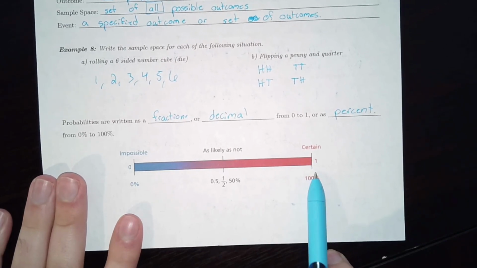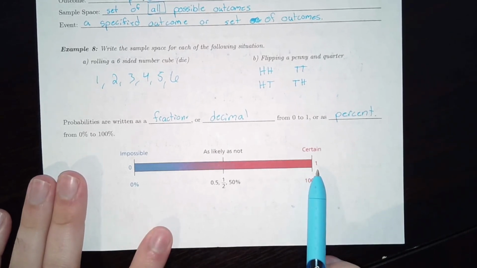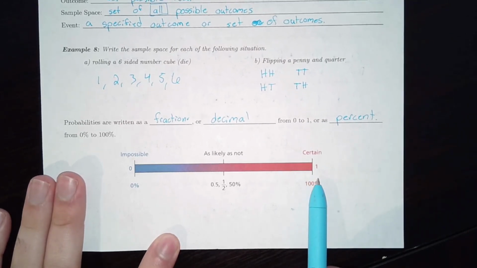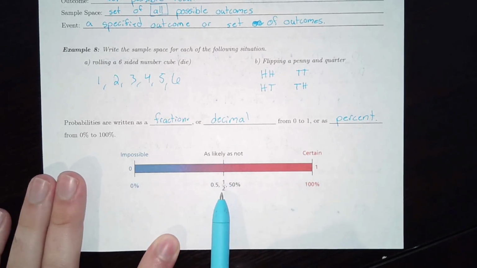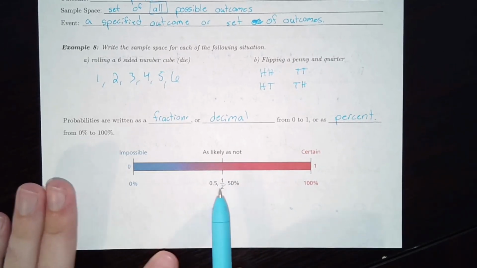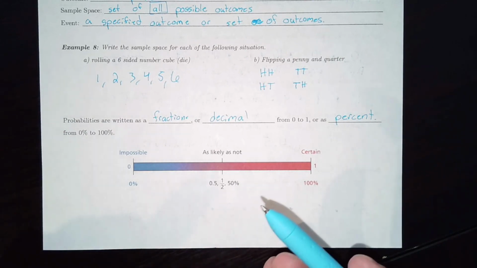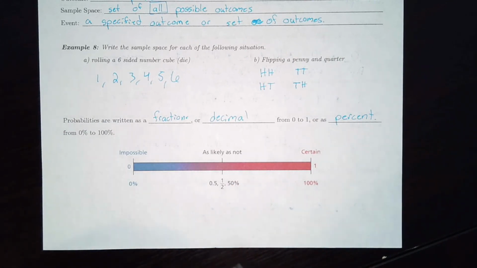Well, those are the only 2 options, so one of those 2 things is going to happen. That's 100% certain. Okay, so we kind of have this range of things. Right in the middle at 50% it's as likely as not, meaning it could happen or it could not happen. Okay, and we get this spectrum of things.